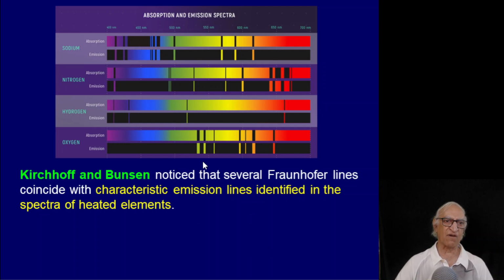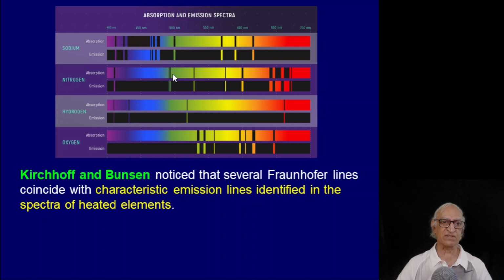Now, Kirchhoff and Bunsen did a series of experiments detecting emission lines from heated metals. Here are some examples. This is sodium. What you see in the top panel are absorption lines at various wavelengths, and what you see in the bottom are emission lines at various wavelengths, and you notice that there is a precise one-to-one correspondence between the wavelength of the absorption lines and the wavelength of the emission lines.